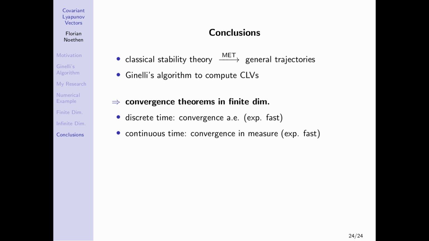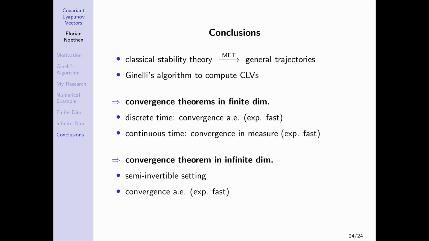After looking at the Lorenz system as a numerical example to motivate the convergence results, I showed you two convergence theorems in finite dimensions, one for discrete time, which said that Ginelli's algorithm converges almost everywhere and is exponentially fast, and one for continuous time stepping of the algorithm, which said that Ginelli's algorithm converges in measure and is also exponentially fast. Then we had another convergence theorem, but this time in infinite dimensions for discrete time in a semi-invertible setting, and still we got the same result, so we have convergence for almost every initial condition and exponentially fast.